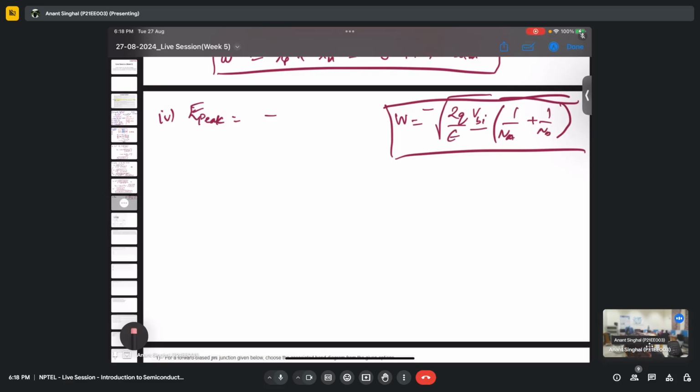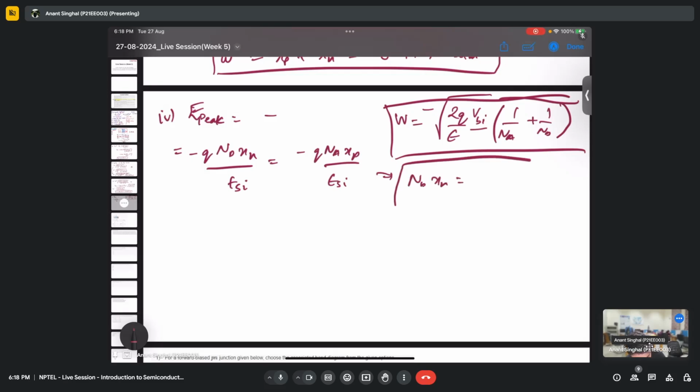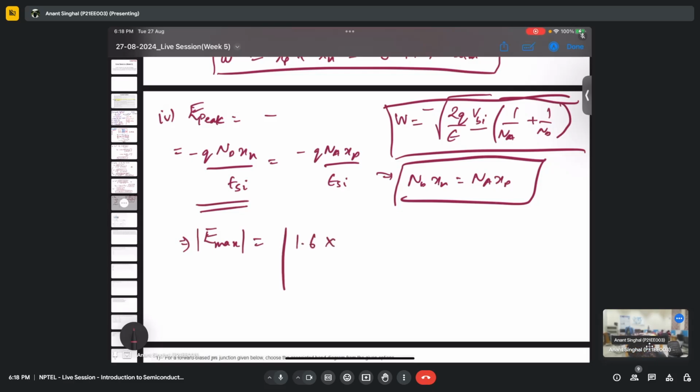So peak electric field, if you remember, we calculated for both the sides. This is nothing but minus q Nd Xn by epsilon s, and that was equal to q Na Xp by epsilon s. And from this, we got to know that Nd Xn should be equal to Na Xp. So this is what the formula stands for, peak electric field. We just need to calculate this in this particular problem. This is quite straightforward, so I'll just write the absolute values. I hope it is clear, right?